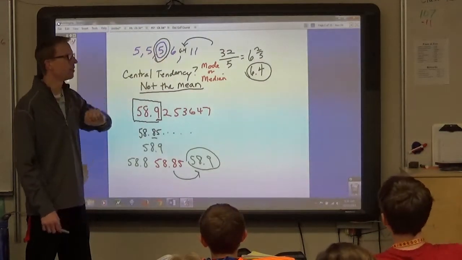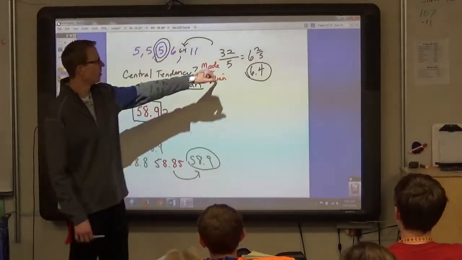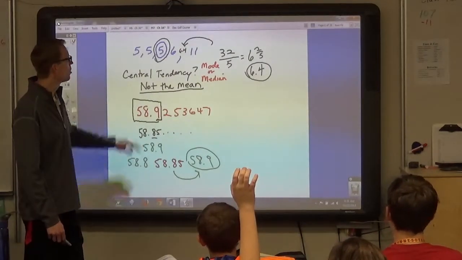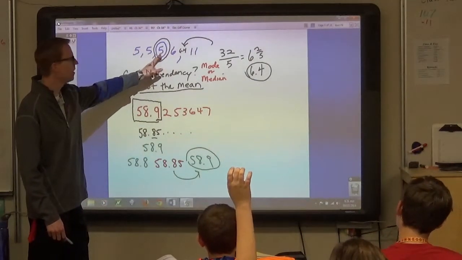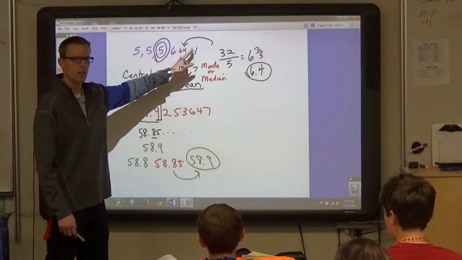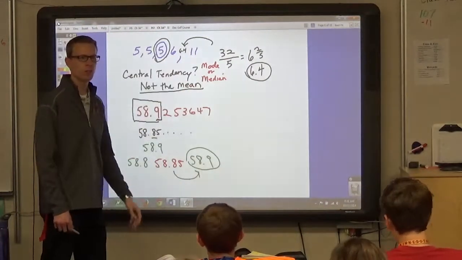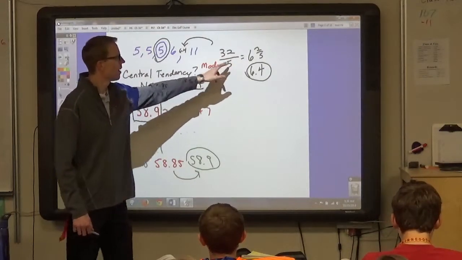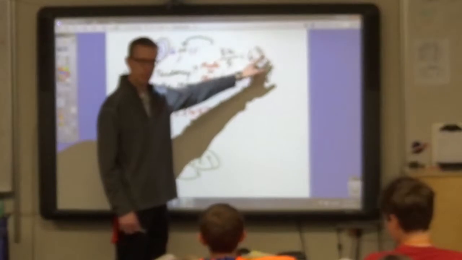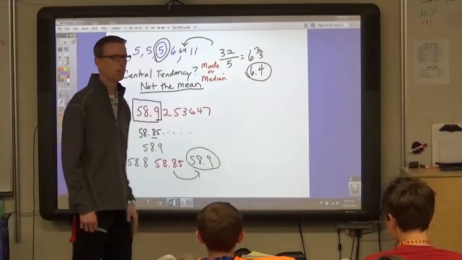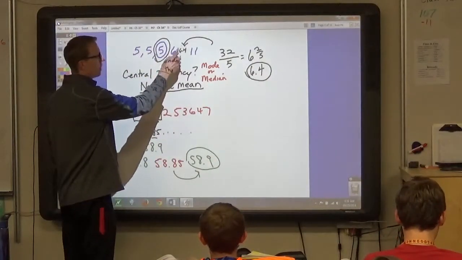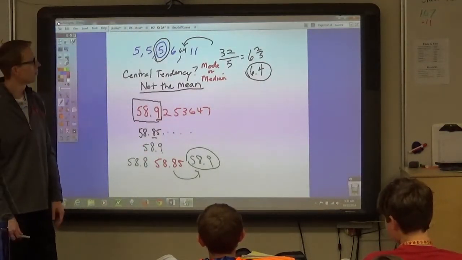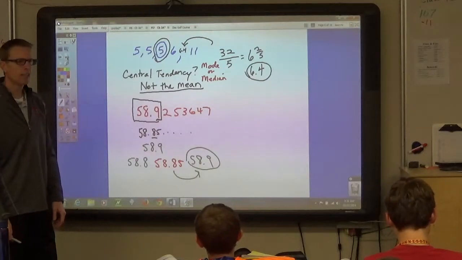What's the mean? That's what I found here. The mean. So 5 plus 5 plus 5 is 15, plus 6 is 21, plus 11 is 32, divided by 5, because there's 5 numbers. That equals 6 2/5, or 6.4. That gives us a middle value. That's the mean. Is that a good central tendency?